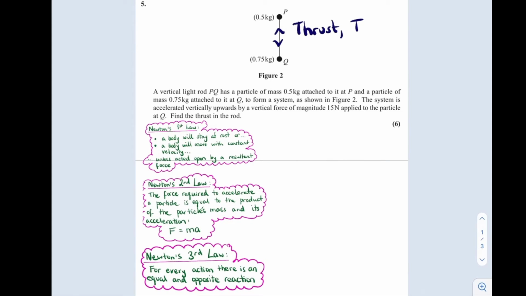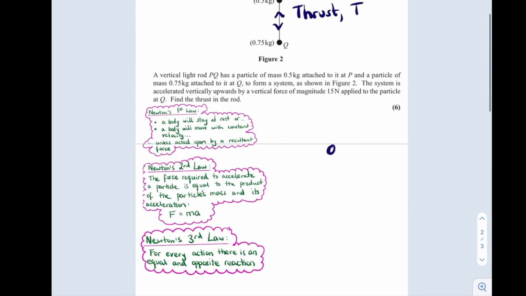Now, as with most exam questions or practice questions that have connected particles, you inevitably do something with simultaneous equations. And what you do is you treat the two particles separately. So I'm going to look at Q first of all. So suppose this is particle Q.